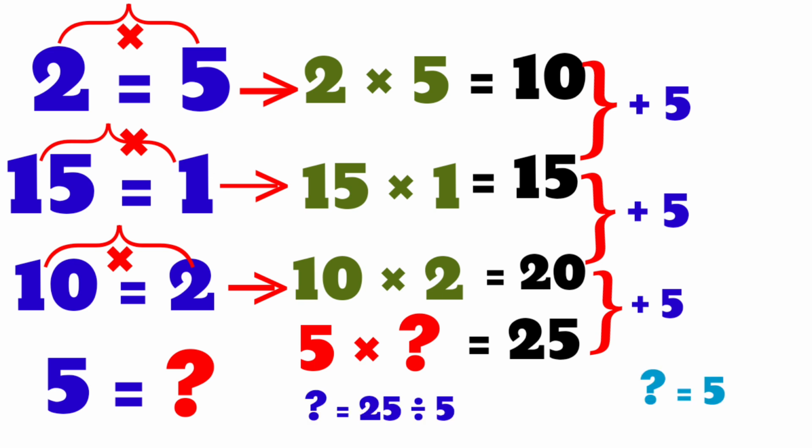25 divided by 5 is equal to 5. Answer of the sequence is 5. 5 is the correct answer.